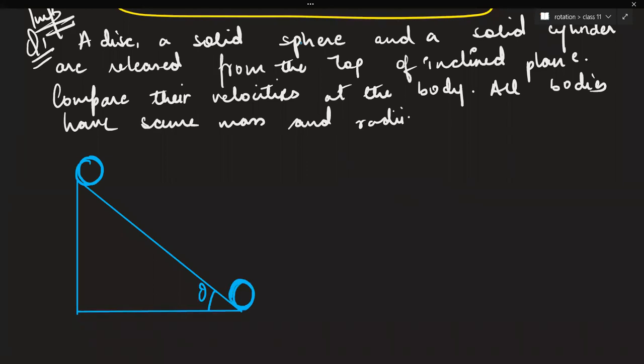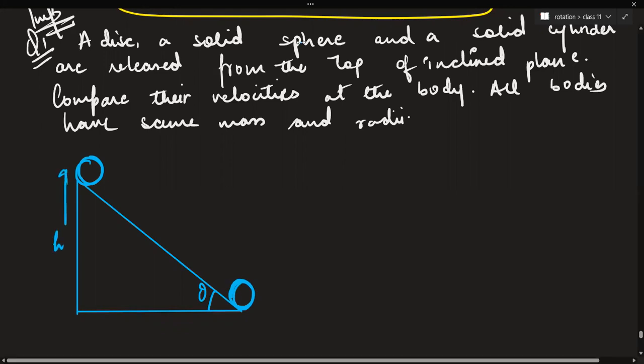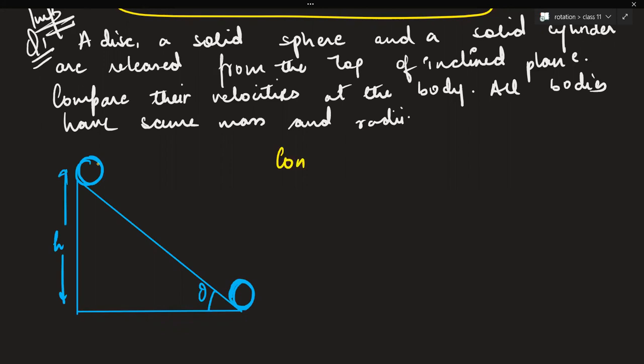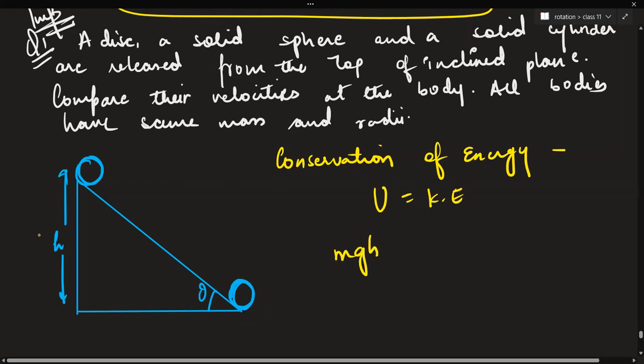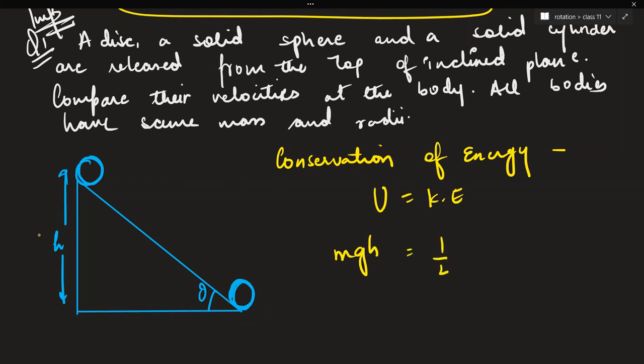And what are the bodies? A disk, a solid sphere, and a solid cylinder, right? Let's say this height is h. Now we will use conservation of energy. We have seen this in work, energy, and power. All the potential energy present will be converted into kinetic energy at the end, right, class? So potential energy will be mgh, and kinetic energy, just now we have studied, won't be just half mv square. These bodies will rotate also, so it will be half VCM square into 1 plus k square by r square.